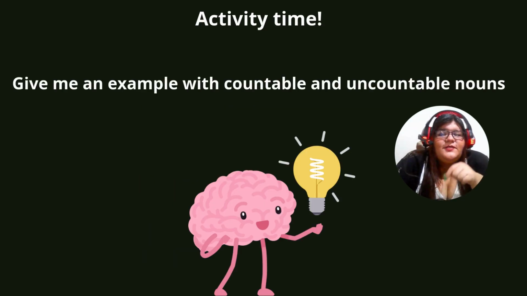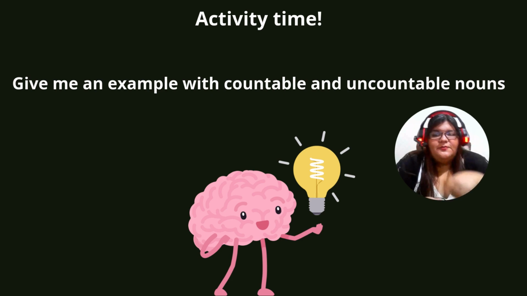So now let me know down below in the comments. If you understood, give me an example with countable and uncountable nouns. For example, if you ask me, I could say, I have two cell phones and I can't count the salt, right? So write down below in the comments your examples, please.